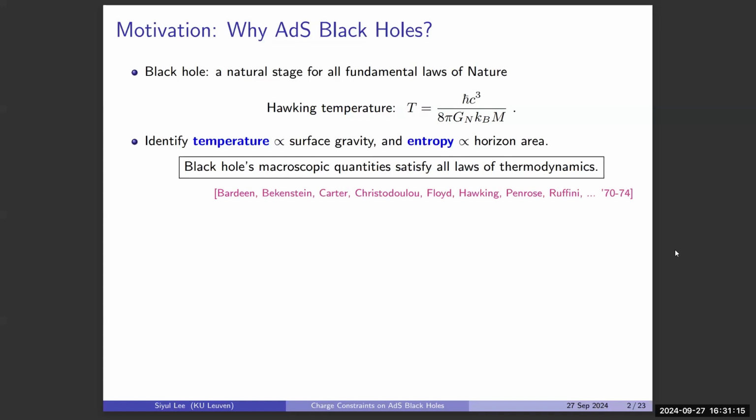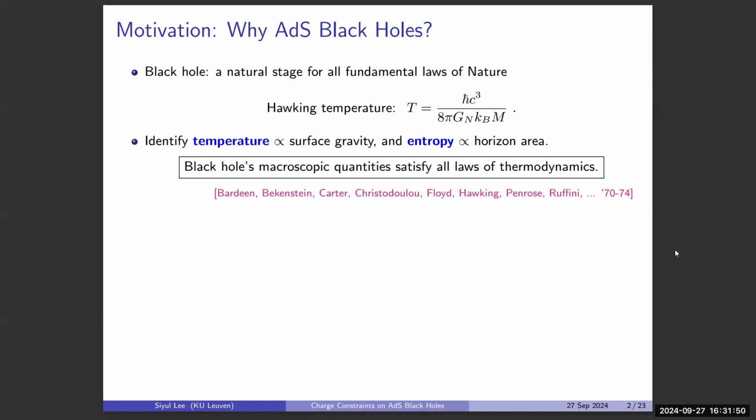Now, in the 1970s, people realized that black holes in classical gravity have macroscopic conserved quantities such as energy and charges. And if you impose that the black hole, for some reason, has temperature and entropy that are proportional to surface gravity and horizon area, then suddenly people found out that the black hole's macroscopic quantities satisfy all laws of thermodynamics, from zeroth to third. Now, is it a coincidence?